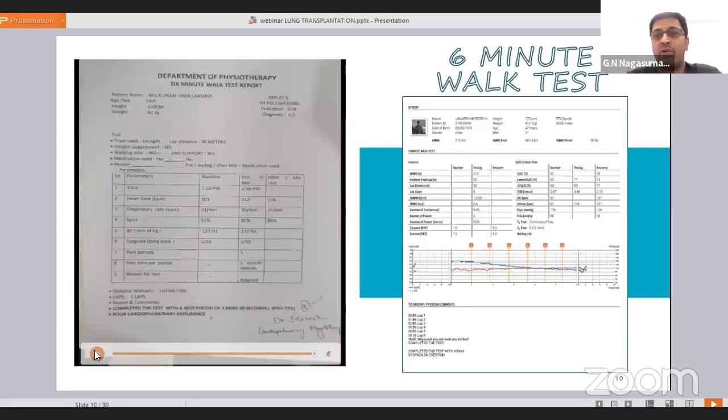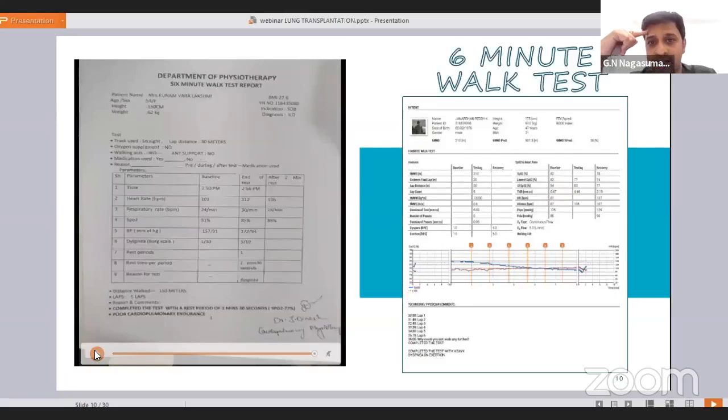this is one test report I have kept. This test report is of Janardhan, a patient 47 years old. He came to our department with 5 liters of oxygen support. According to his predicted height, weight, and age, his predicted distance is around 587 meters, but he could complete only 6 to 10 meters. That is only 35% of what he's supposed to do.